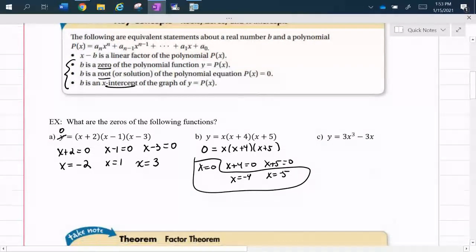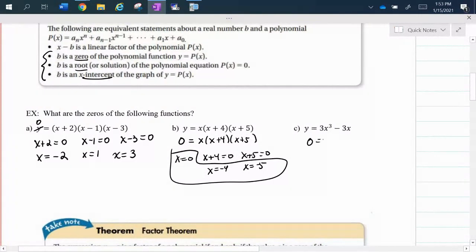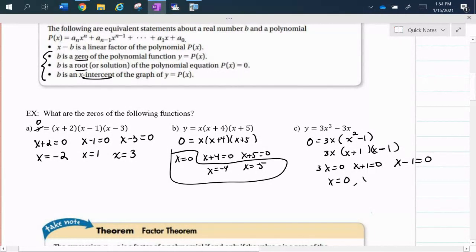So I can do that one more time. I can make the y 0, and I can factor out a 3x in this case, which would leave me with x squared minus 1, and then x squared minus 1 would become x plus 1 times x minus 1. So I get 3x equals 0, x plus 1 is equal to 0, or x minus 1 is equal to 0. So my three solutions are x equals 0, negative 1, and 1.